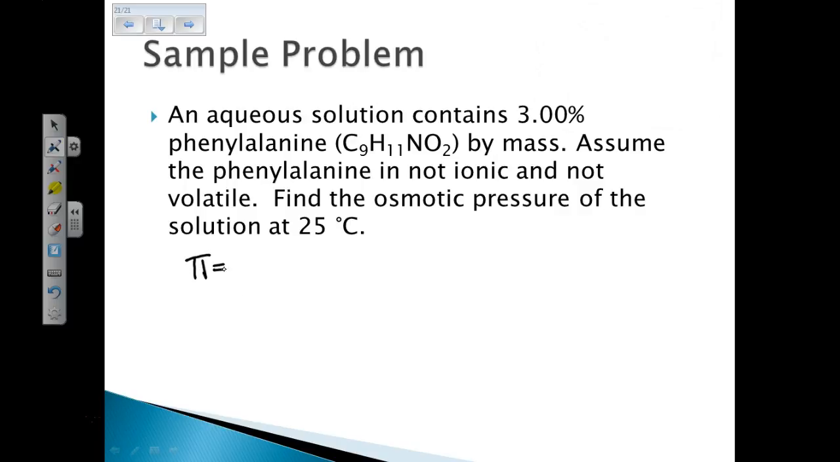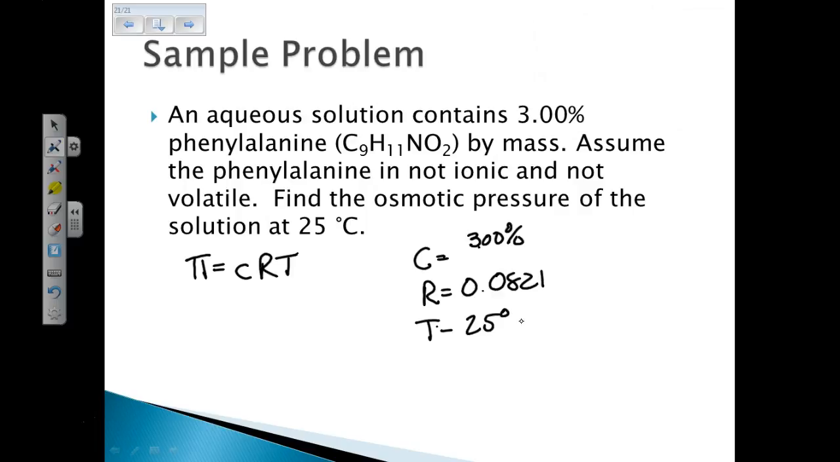So pi equals CRT. We're going to have to do something to find C. The C is going to be related to that 3% number. The R is the ideal gas constant, 0.0821. And the T is the temperature, which is 25 degrees Celsius, which, remember, we always have to convert first, then calculate, is equal to 298 Kelvin.